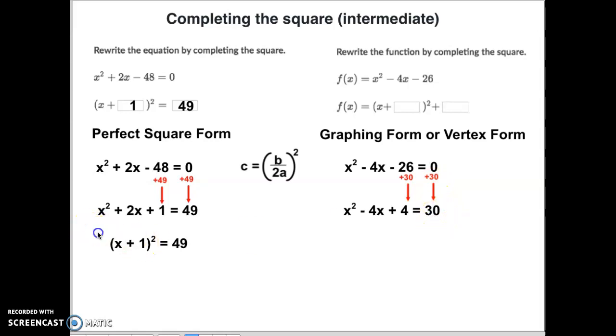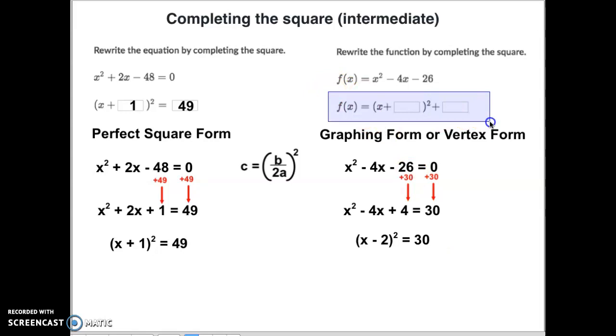Well, now we need to get to this form, okay? So the square root of x squared is x, good. The square root of 4 is 2, good. And what's the sign in front of my b term? A negative. So it should be x minus 2, squared, equals 30. We are now in perfect square form, but you're going to notice our answer is not in graphing form.